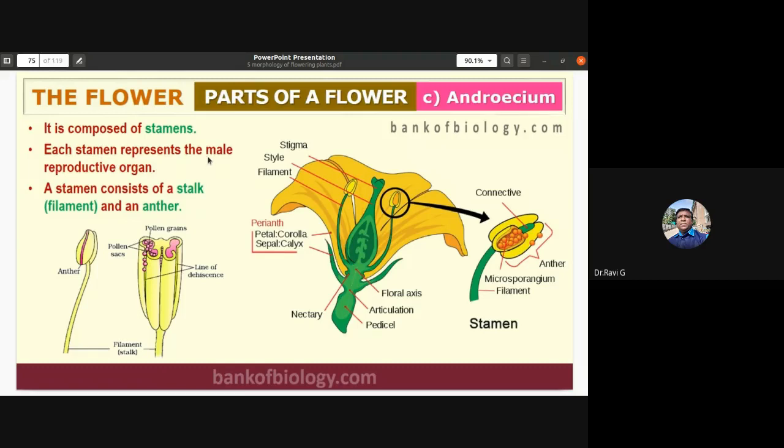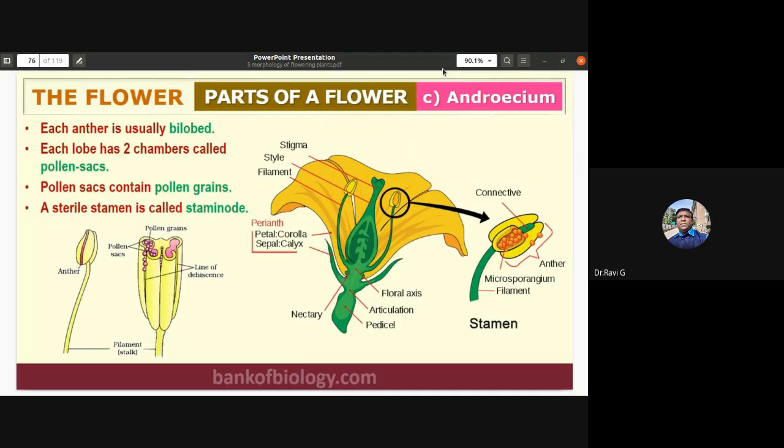Each stamen has a stalk, which we call the filament, and an anther. Anther is also called microsporangium. Within this anther, you find the pollen grains. Okay, so that is what you have to remember. Each anther is usually bilobed. They have two lobes. So we also call this anther dithecous because they have two cavities or two lobes. So we call this bilobed.